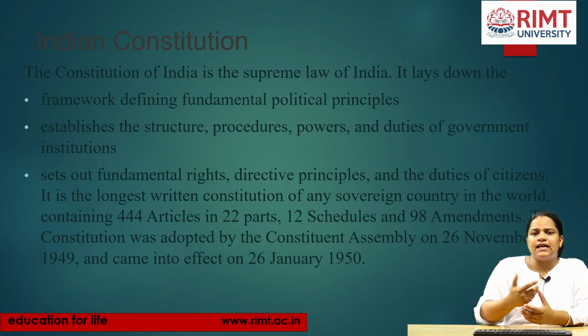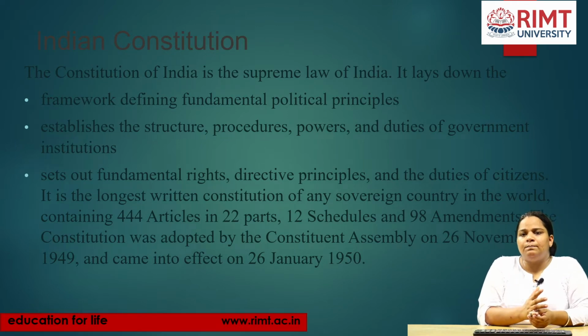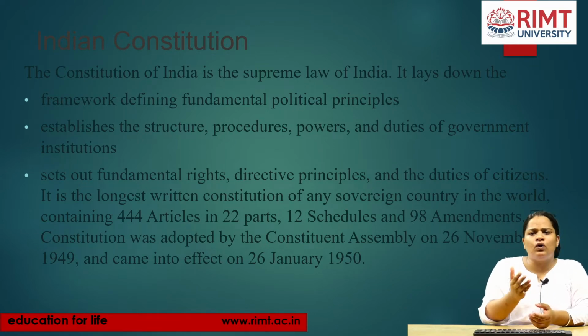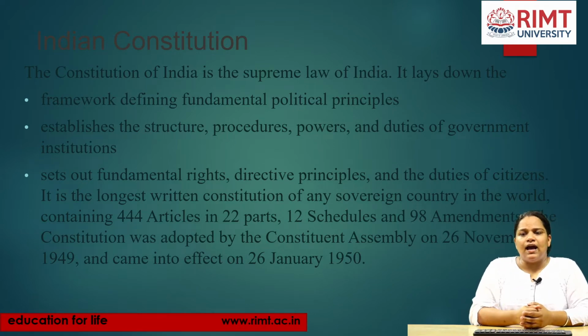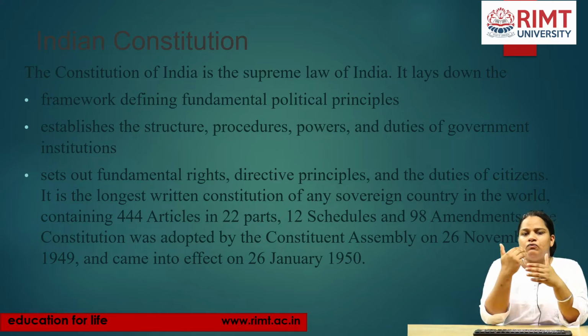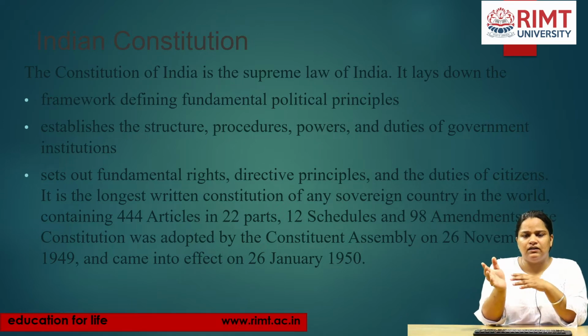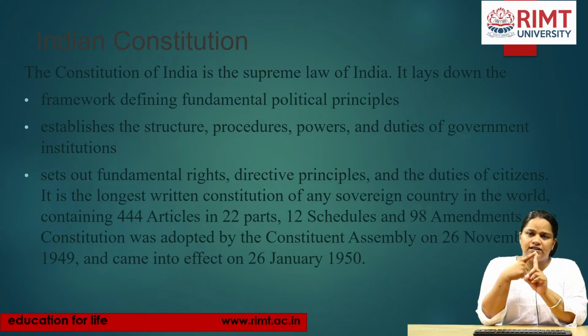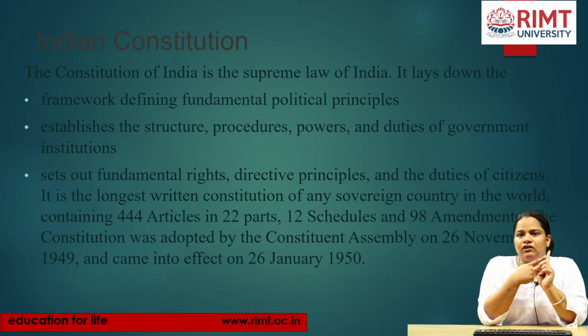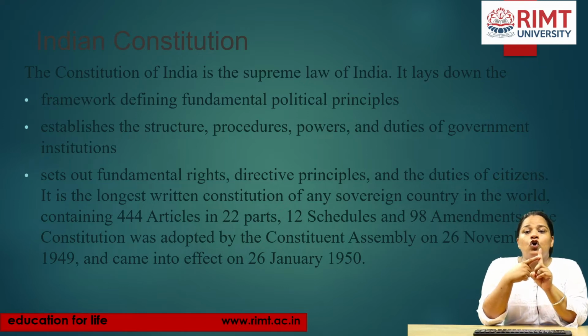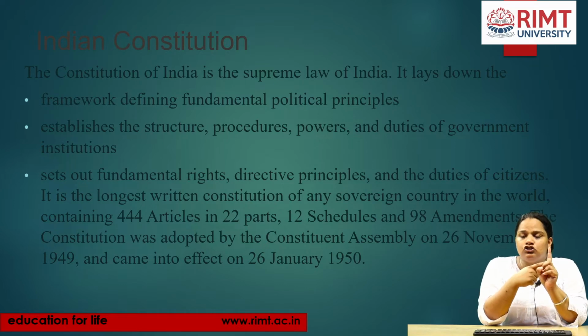Then also it establishes the structure, procedure, powers and duties of government institutions. What are these government institutions? As discussed earlier, the entire political and governmental machinery is divided into three parts. The first one is legislative, one who legislates. Legislates means make the laws. Then executive, the one who is going to be responsible for implementing the rules and regulations which are made by the legislative. And then third is judiciary.